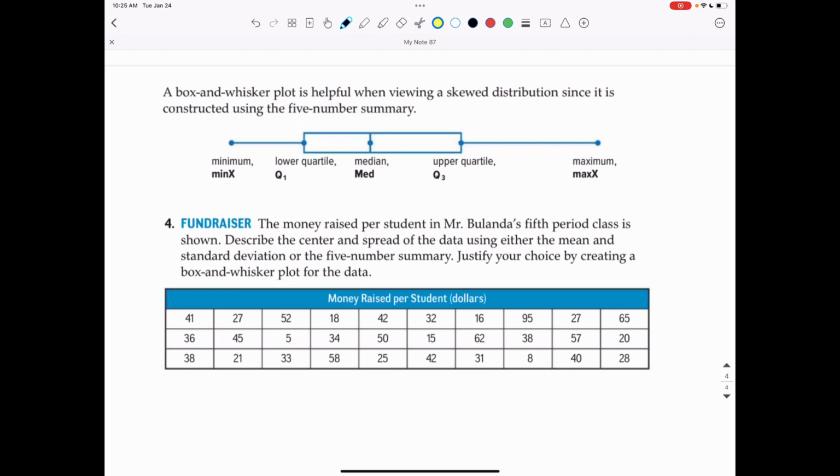The money raised per student in Mr. Bulanda's 5th period class is shown. Describe the center and spread of the data using either the mean and standard deviation or the 5-number summary. Justify your choice by creating a box and whisker plot for the data. So you can see that we've got a lot of data to put in for the money raised per student in dollars, and we're going to go to the box and whisker plot, and we're going to type it into that.